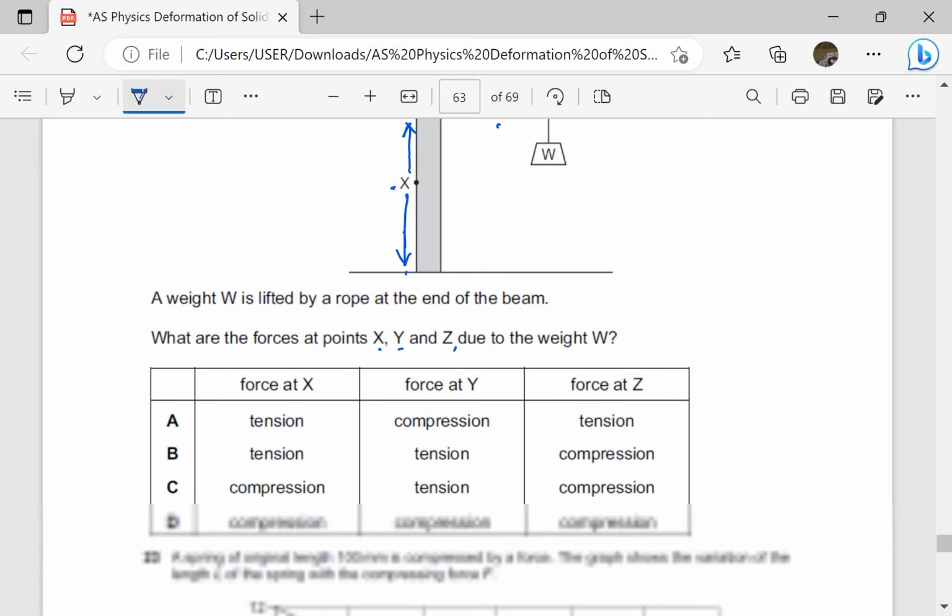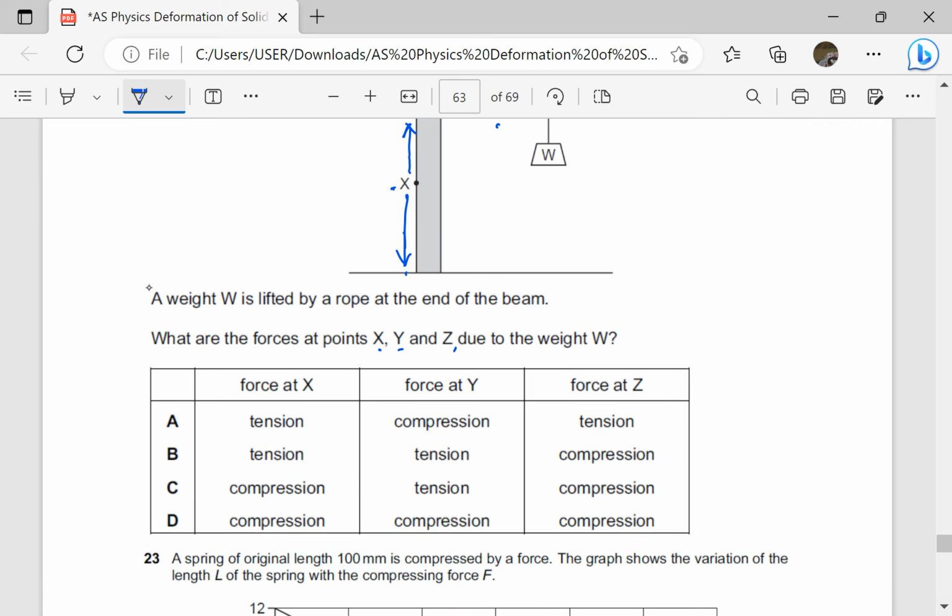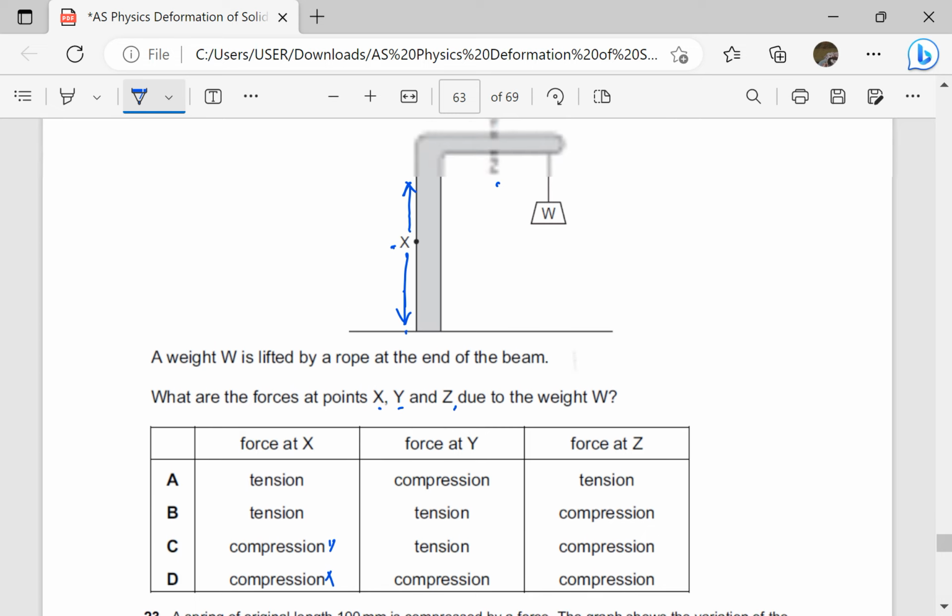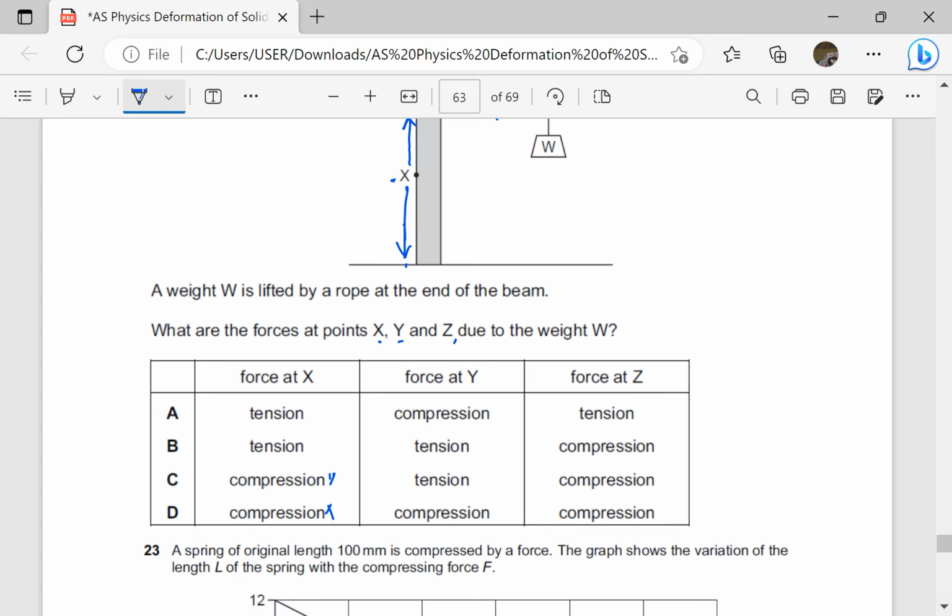So let's see the options. X, we said it is under tension, so compression is out. And we said Z is under compression. So Z is under compression, so A is also out. So the answer is B.